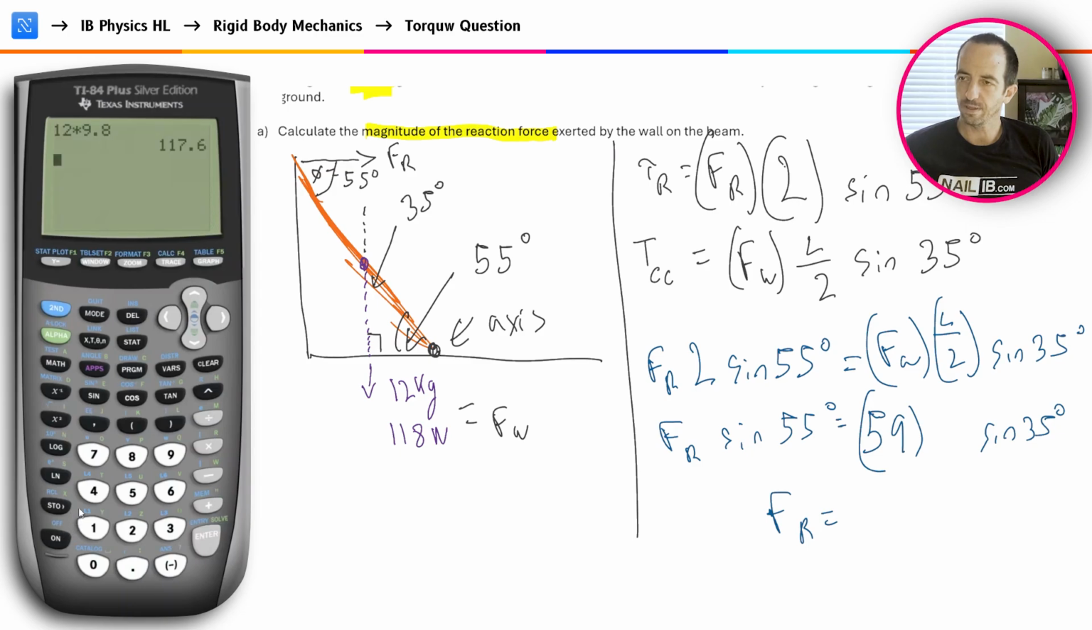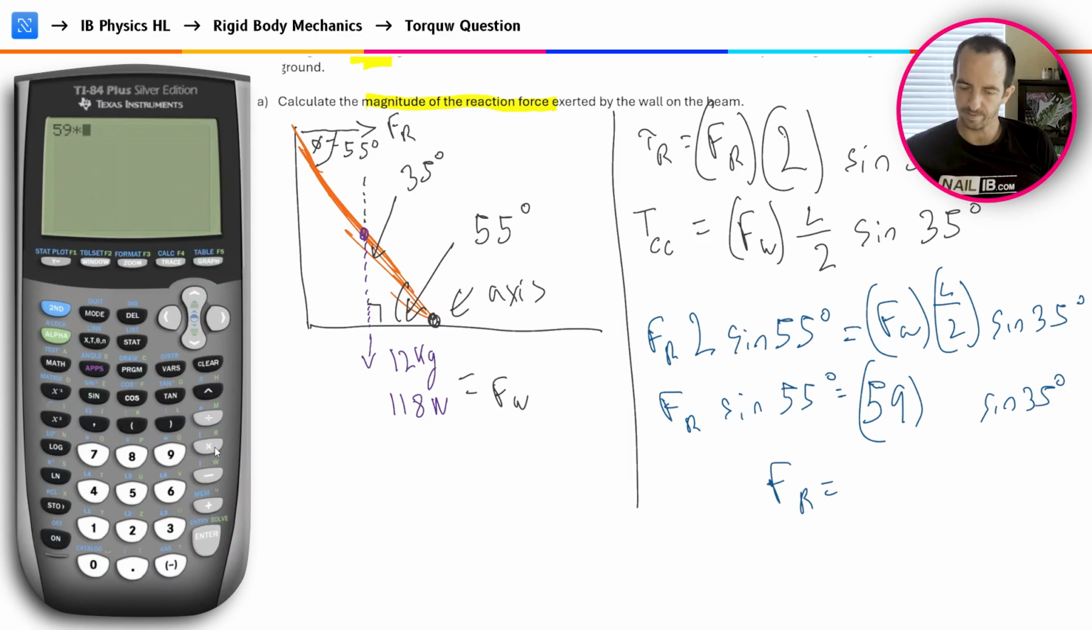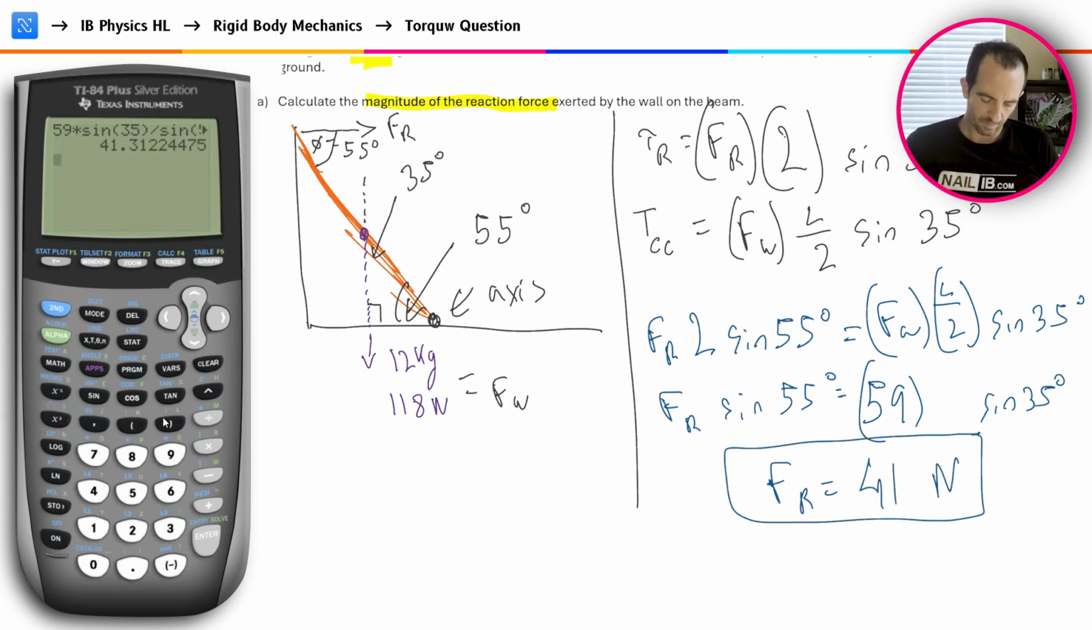So I will go to my calculator. I'll make sure that we are in degrees. And we're not, so let me move this to degrees. Now it should be 59 times sine of 35 degrees divided by sine of 55 degrees, giving us an answer of 41 newtons. So in order to keep that beam in equilibrium, it must be the case that 41 newtons is pushing from the wall against the top of the ladder. That's going to create the rotational equilibrium.